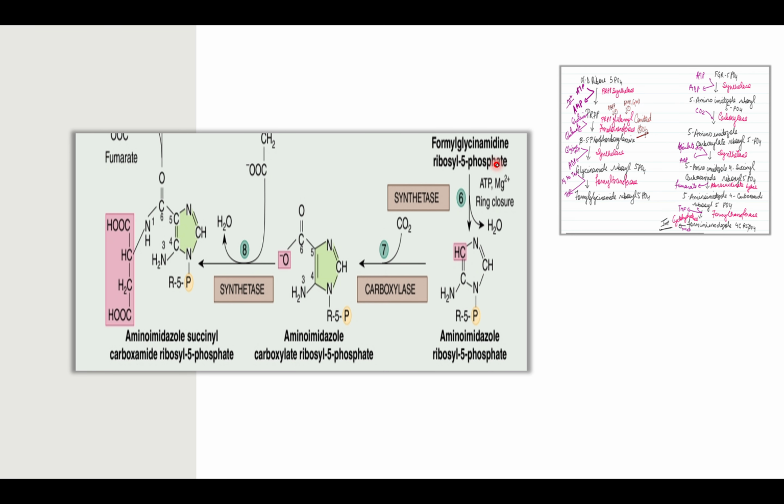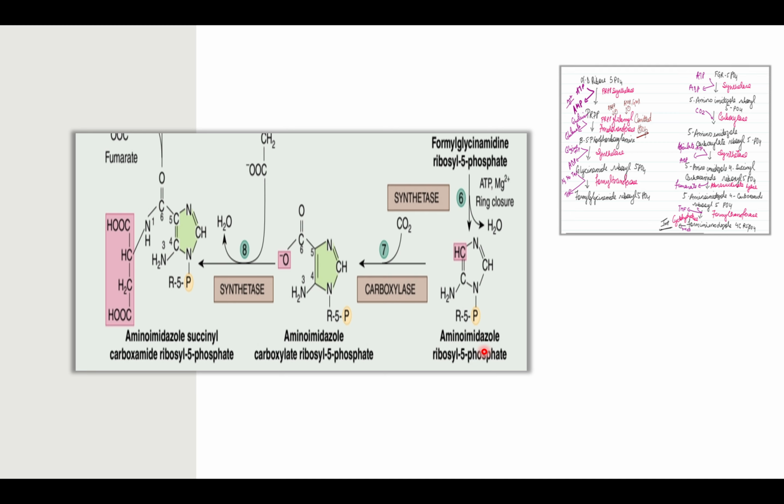This formyl glycinamidine ribosyl 5-phosphate, in the presence of ATP and magnesium as a cofactor, releases one molecule of water, and finally the ring closure happens and the ring is formed in this step, that is in the conversion of formyl glycinamidine ribosyl 5-phosphate to amino imidazole ribosyl 5-phosphate.